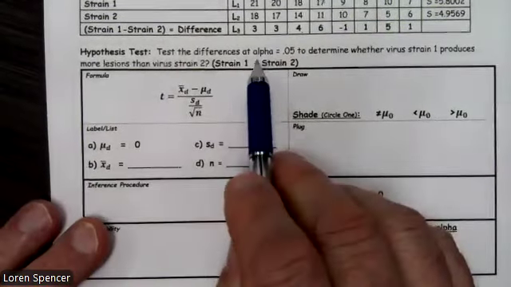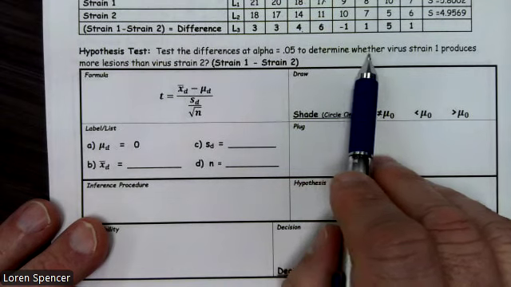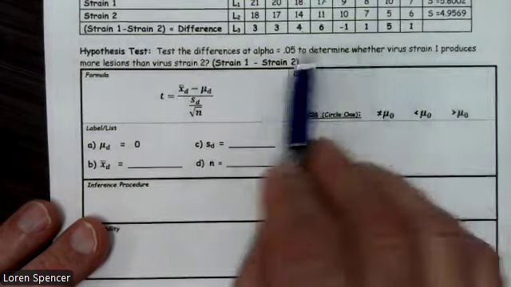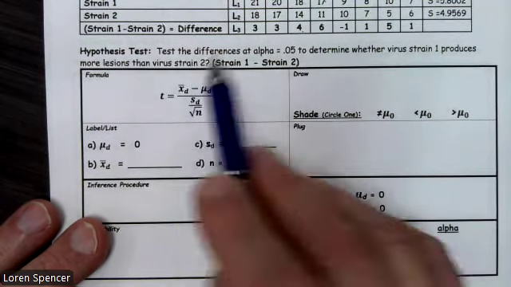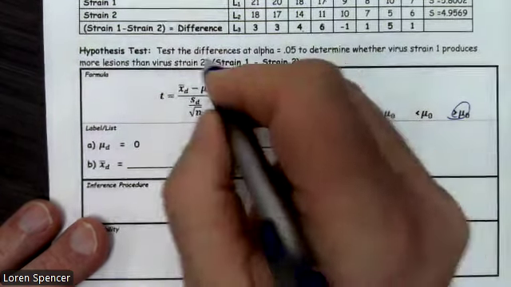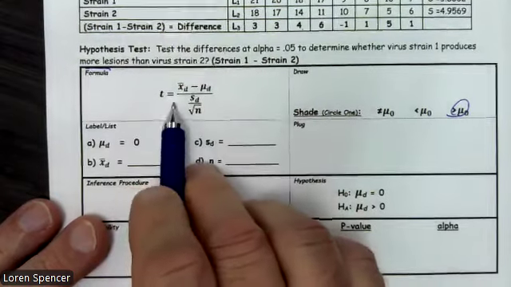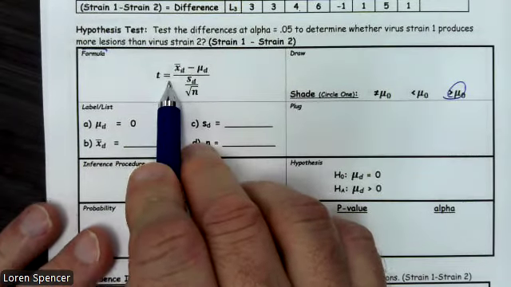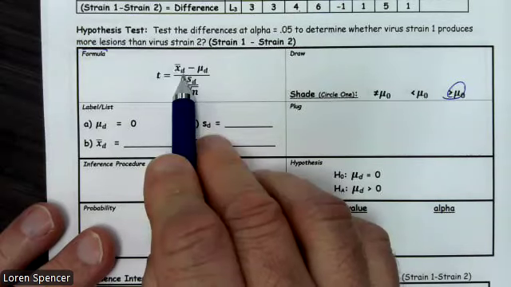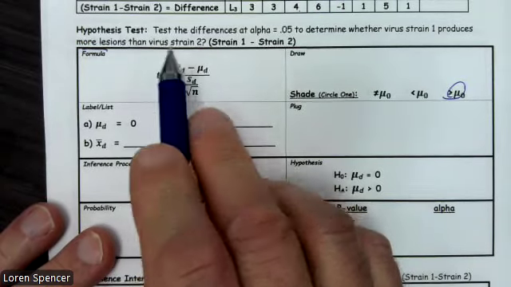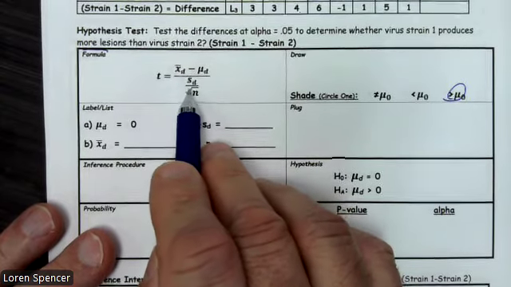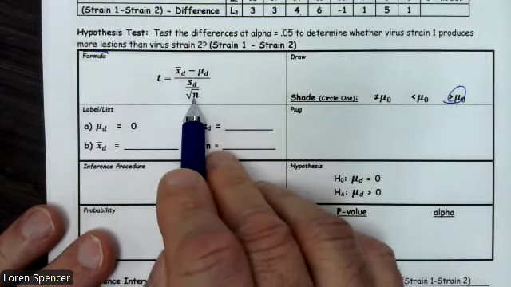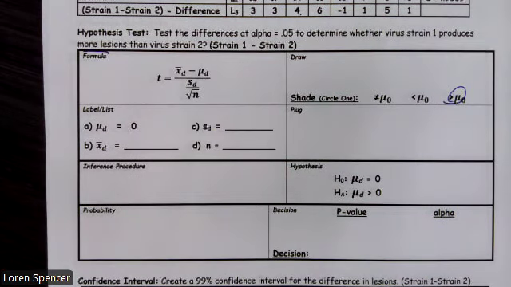All right. Test the differences at alpha equal 0.05 to determine whether virus strain 1 produces more lesions than virus strain 2. Well, more tells me greater than. I know that. So here's my formula. Well, it's exactly the same formula, except we dropped some D's on it: the sample mean of the difference, the population mean of the difference, the standard deviation of the difference, and the square root of n.